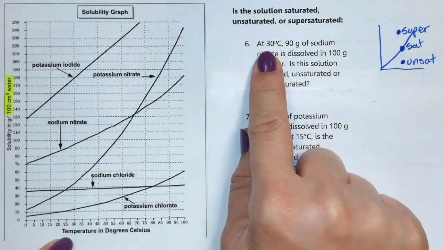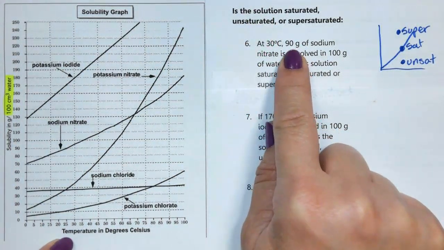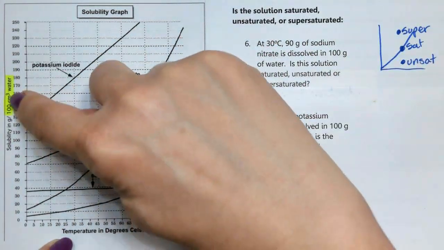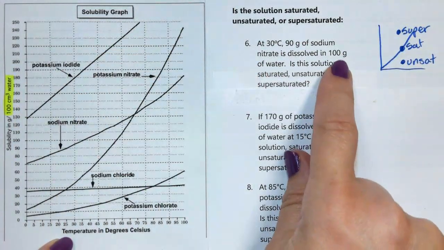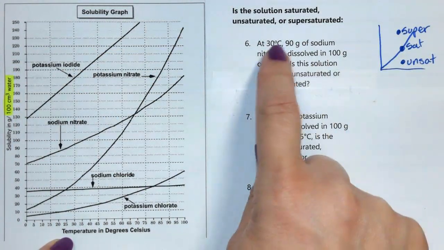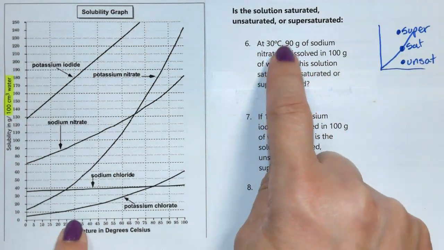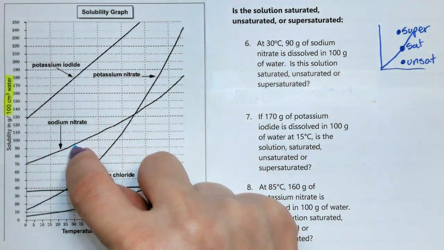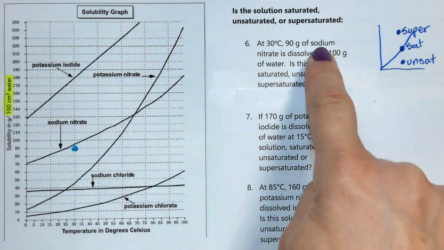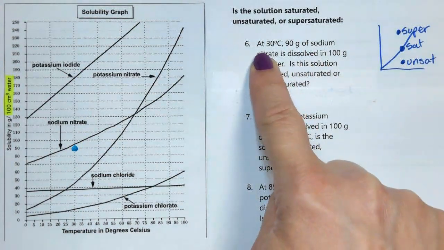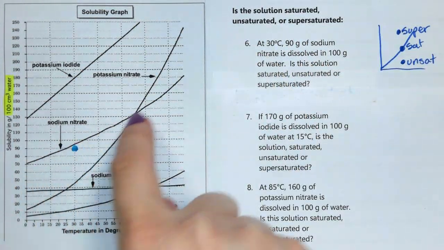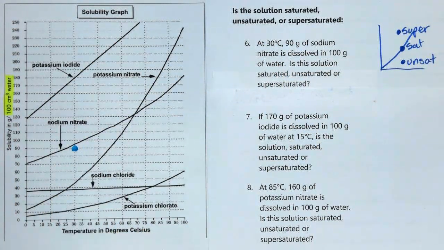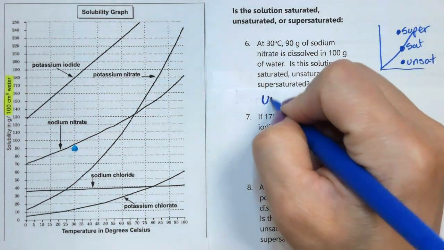It's going to be at 30 degrees and 90 grams of sodium nitrate are going to dissolve, and the amount of water is 100 grams of water. So we do not do a proportion. We just plot this point. We go to 30 degrees, we go up to 90, and our point ends up right here. Relative to the sodium nitrate curve, which is this one, it's below it. And since it's below it, that's going to make this solution unsaturated.